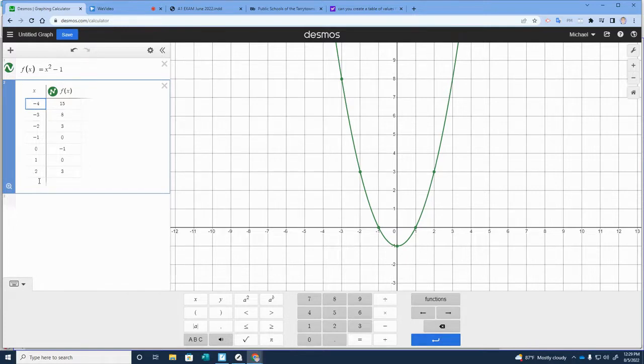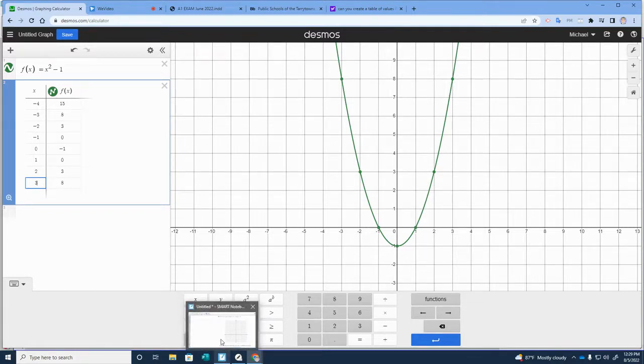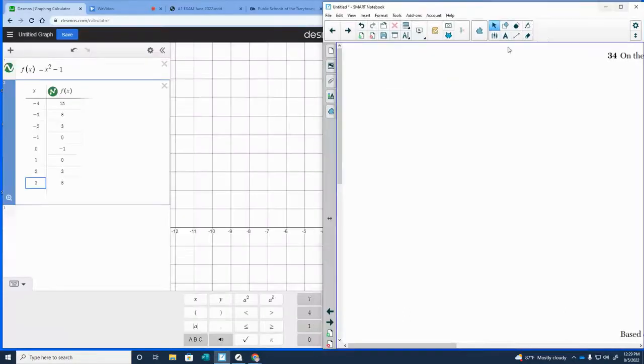No problem. And now if I want to put the value of +3, I'm just going to click underneath the 2 and put 3. And I think -3, 8, all the way to 3, 8 should be a good interval for my table of values. So I'm going to go back here to my graph, and I am going to copy that table down here for my f of x. So I'm going to copy it almost exactly the way it is.